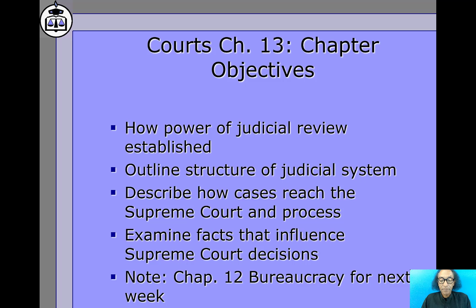Note that Chapter 12, bureaucracy, we will cover that next week. I wanted to create a structure flow between the 3 branches of government, since we also cover the California state government as well. So we've covered so far Congress, the legislative branch, the presidency, and now the courts. And so these 3 branches, institutions of national government, I thought would go together.